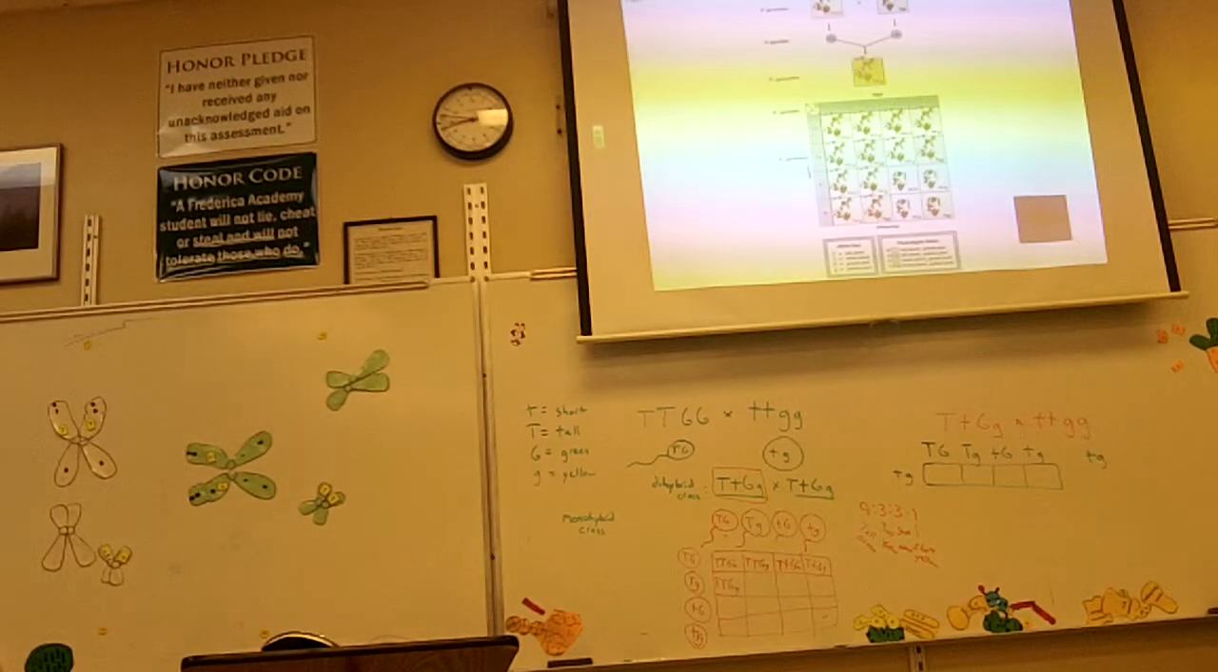I'm going to come around and see if you're doing it right. You combine the T's together and you combine the G's together. And then write down what the ratio is. Each individual gets 2 of each letter. And there's just 1 to 1 to 1 to 1. Figure out what each of them looks like and write it down.